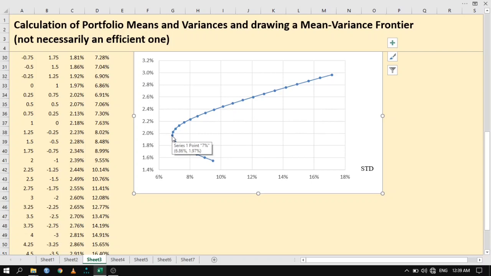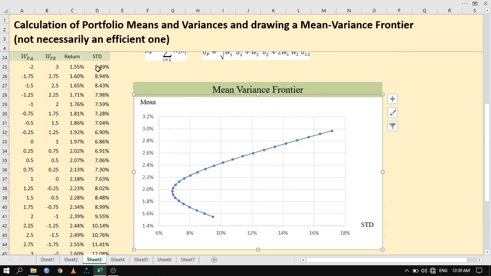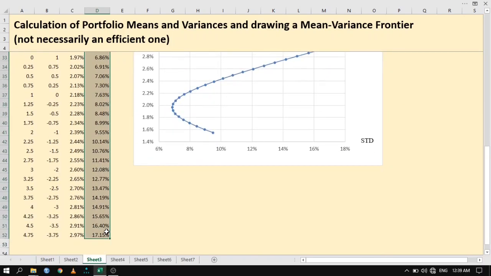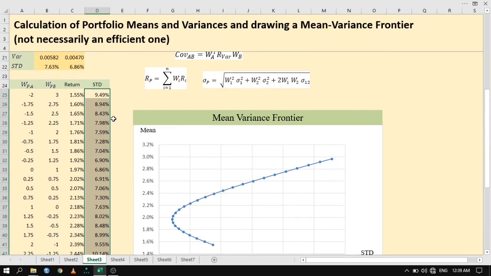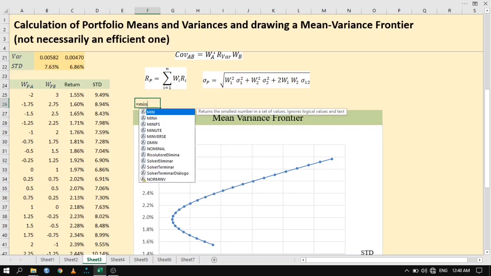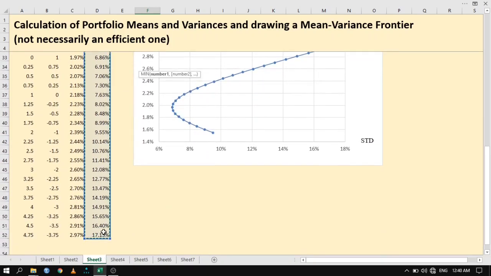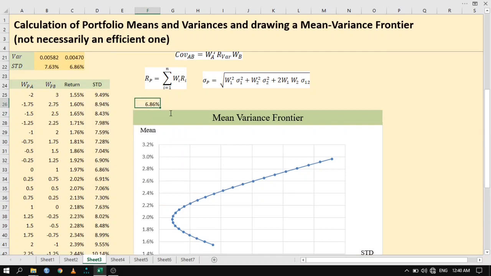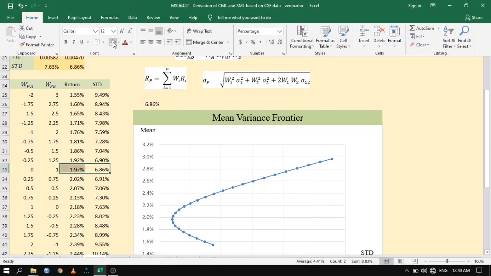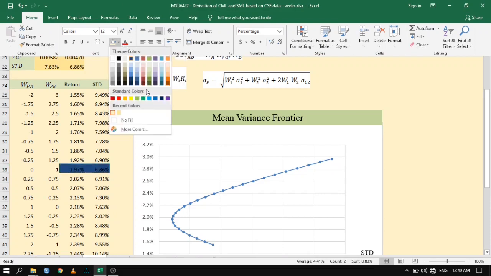Now if you look at this curve, you can see the tip of the bullet here. This point, 6.86% is the standard deviation and the return is 1.97. If you look at the series of standard deviations we have calculated, let me find the minimum value. I can easily do it using Excel. Equal min and select the range. Excel gives me the minimum value, enter, and the minimum value is 6.86. Let me locate that value here and highlight it.